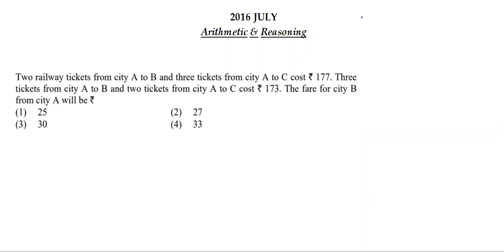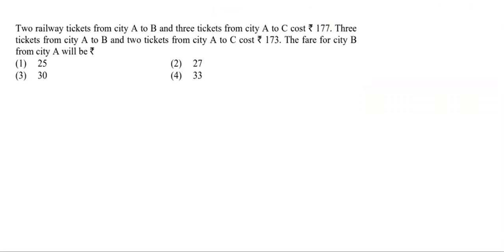So, in this session we are about to solve questions from the question paper 2016 July NTA UGC NET Paper 1 under the concepts of arithmetic and reasoning. Let's quickly get into the questions. Our first question is from numbers and equations. Let's see what the question is. So, this is our question number 1.